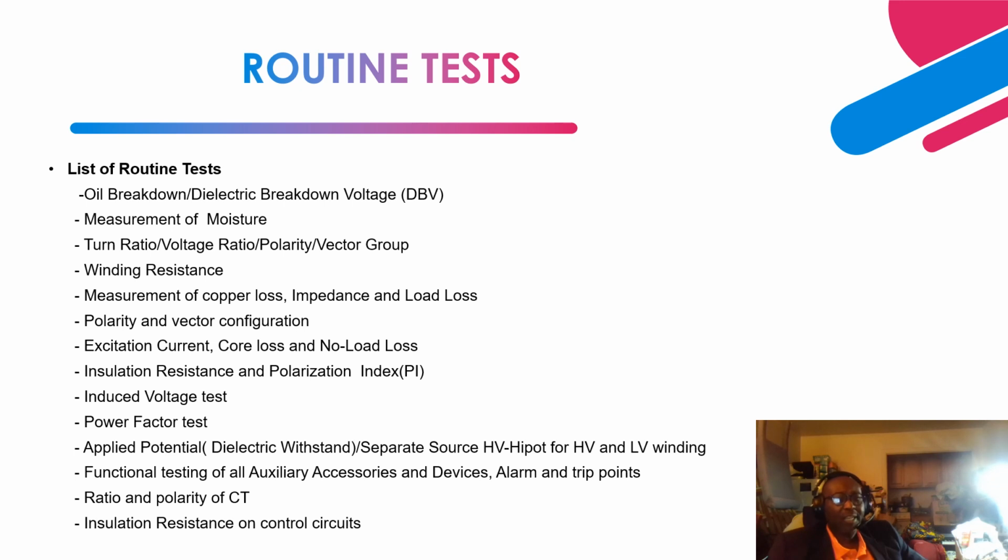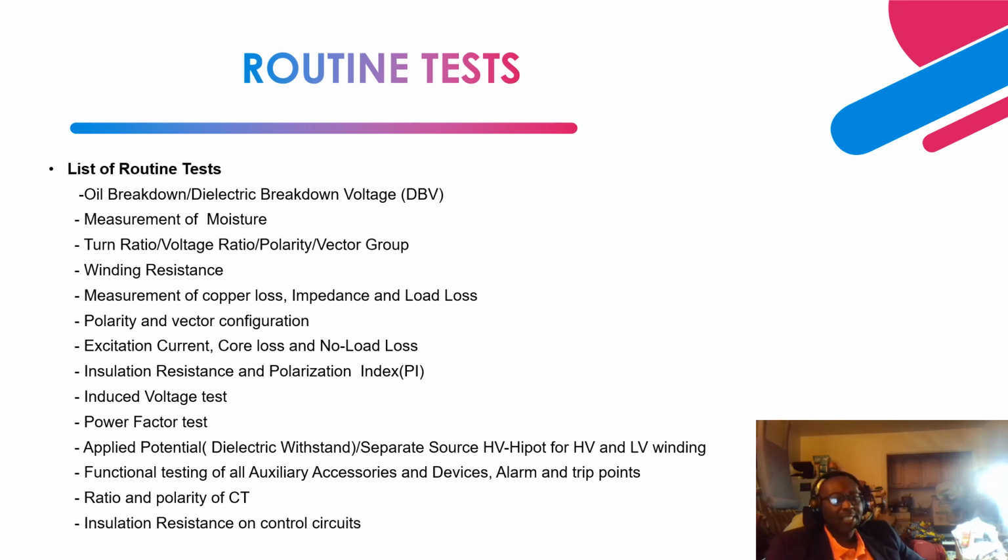If there's any significant change when you compare the results, that tells you that there is an imminent shift in the active component, and you have to do another test, the SFRA, frequency response analysis test, to compare the fingerprint of the active component of the transformer. So these test results will give you an indication of an internal damage inside the transformer. For the polarity and the vector configuration, I think I've discussed it on item 3 of this presentation. Next is excitation current, core loss and no load loss.